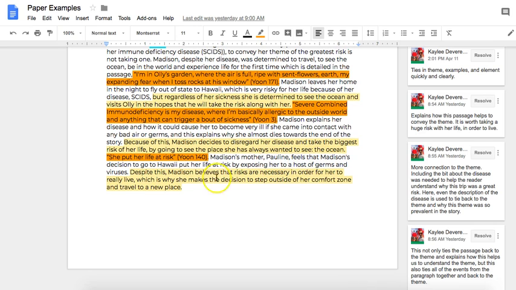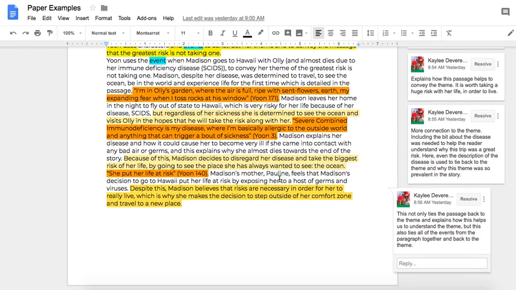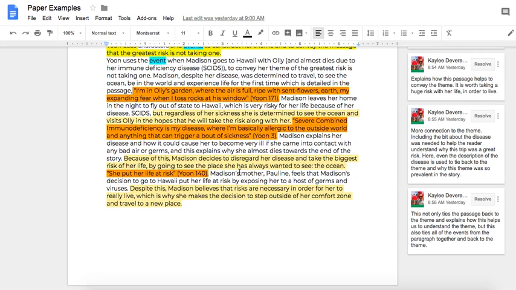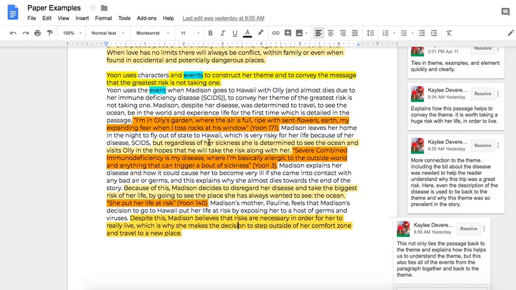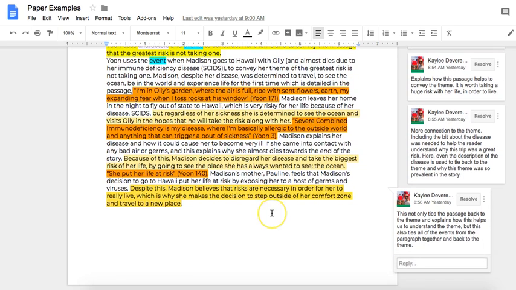Madison's mother, Pauline, feels that Madison's decision to go to Hawaii put her life at risk by exposing her to a host of germs and viruses. Despite this, Madison believes that the risks are necessary in order for her to really live, which is why she makes the decision to step outside of her comfort zone and travel to a new place. So we've got another event where the mother is expressing concern, but we tie back to our theme because we know that while she has this disease, the one thing she wants to do in her life is see the ocean. And so for her, not seeing the ocean would be a greater risk than leaving her house.